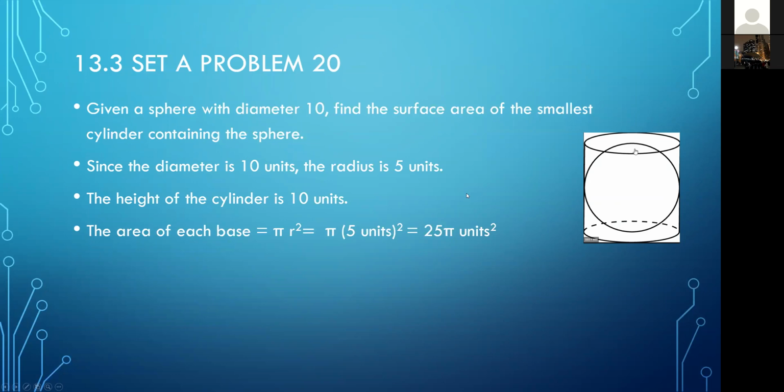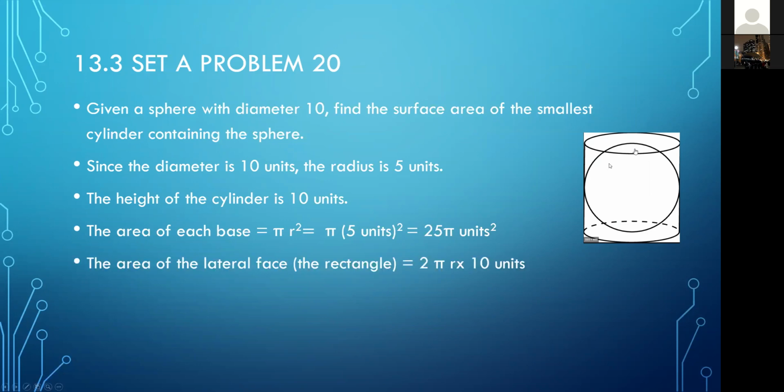We need to find the surface area of the cylinder. So I'm going to start with the top and the bottom. They're circles, and the area will be pi r squared. We know r is 5 units, so we end up with 25 pi square units for the top and then for the bottom as well.